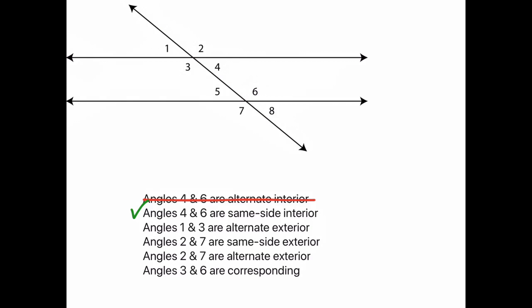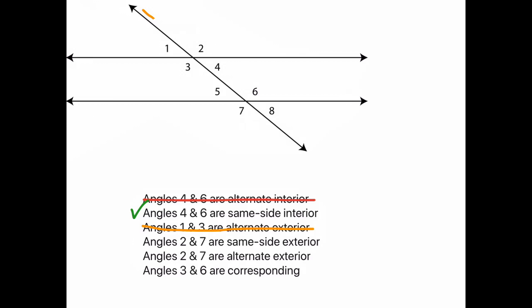In fact, they are same side interior, like the second one here says. All right, let's take a look at the third one here. Angles 1 and 3 are alternate exterior. So they are both on the left-hand side of this yellow transversal here. And number 1 is exterior and number 3 is interior. So this one is definitely not correct.